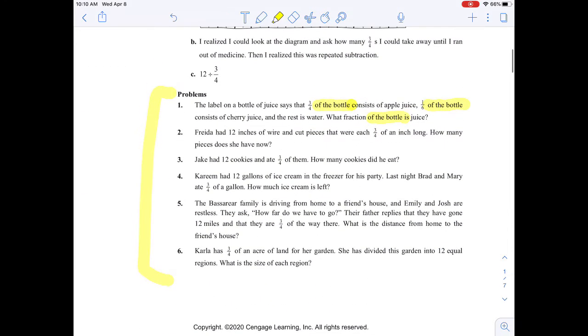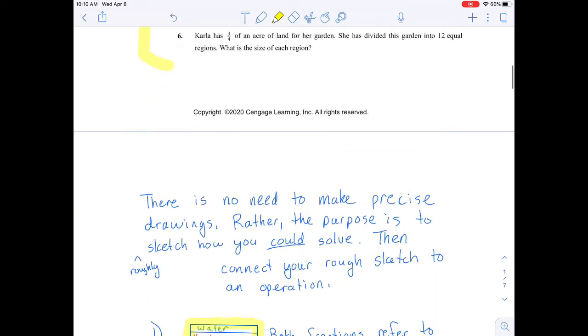Next, number 2, Frida had 12 inches of wire and cut pieces that were 3/4 of an inch long. How many pieces does she have now? How many pieces should sound like how many groups. That might be a clue on this one. But let's draw a picture. Inches of wire feels like a number line situation.